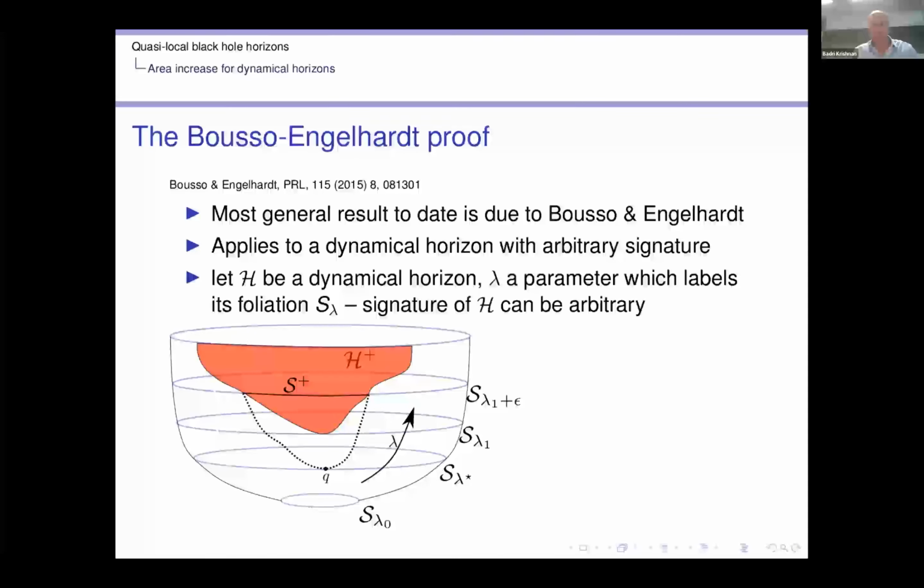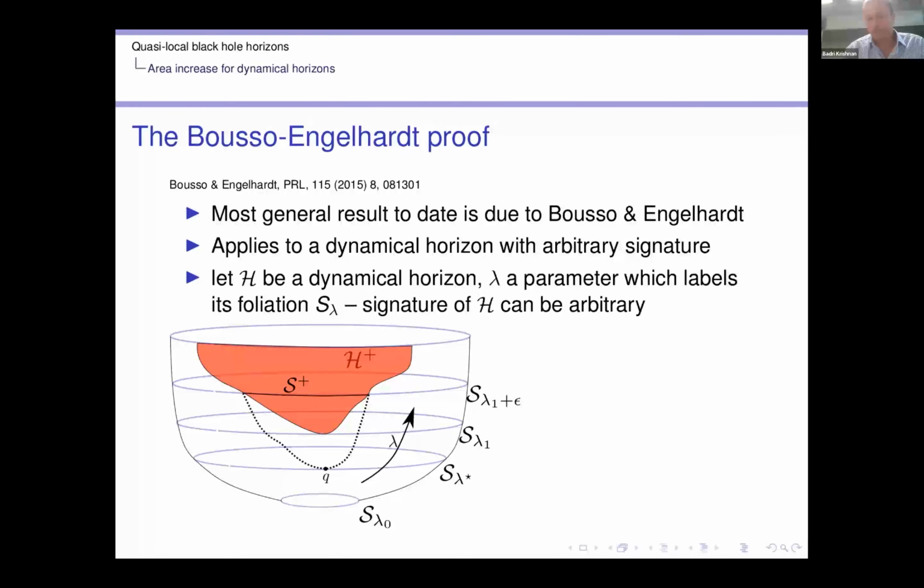So this is a very nice result due to Raphael Bousso and Netta Engelhardt. They had the first result back in 2015, and there's a more detailed paper just after that. So this applies to a dynamical horizon with arbitrary signature. They don't need to assume that it is space-like. You have to make some different assumptions, which we will explore towards the end of this talk. But nevertheless, you have certain assumptions here. But you drop the assumption that this has to be of a particular signature. Okay.